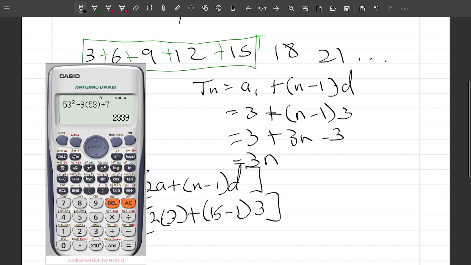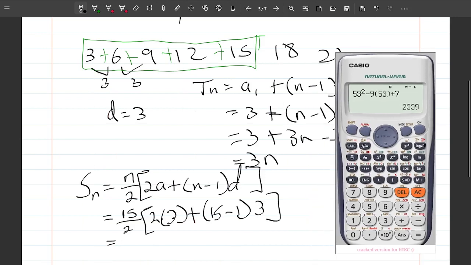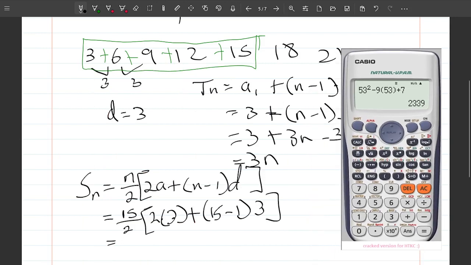Then let the calculator do the work for this question. We're going to push this aside and use the calculator from there. I'm just going to type the whole thing in as is. That's 5 divided by 2, then multiplied by 2 times 3, plus 5 minus 1, which is just 4, then multiplied by 3, and then close off the bracket, and this gives us 45.